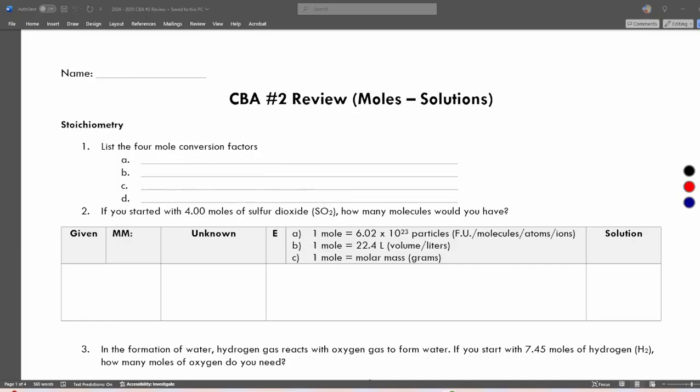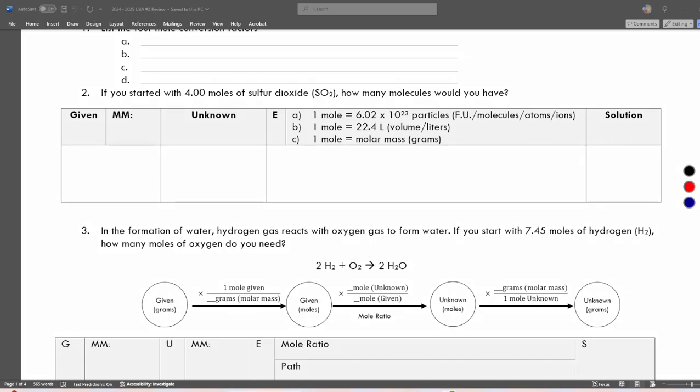And let's move on to the first part here. So remember way back when we were doing all this, we had our given, our unknown. If there's molar mass, we put it here. So here it says, if you started with 4.00 moles of sulfur dioxide, how many molecules would you have? So this is just about the mole. What's been given to us here is 4.00 moles. And what is our unknown? How many molecules? So our unknown is molecules, and you can use whatever abbreviation you want for molecules as long as you understand it.